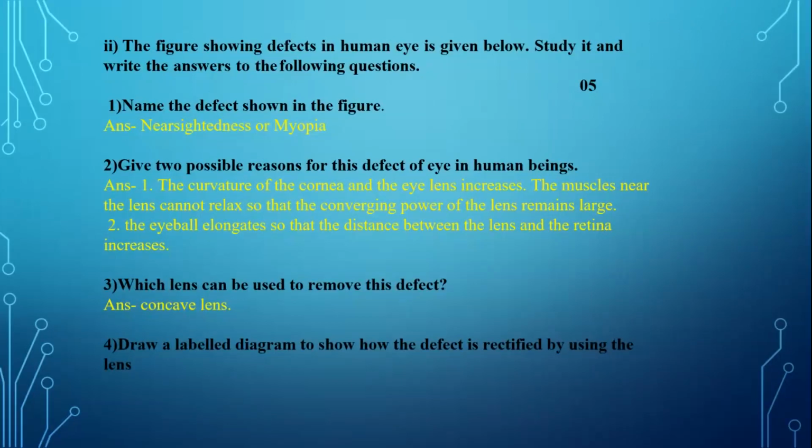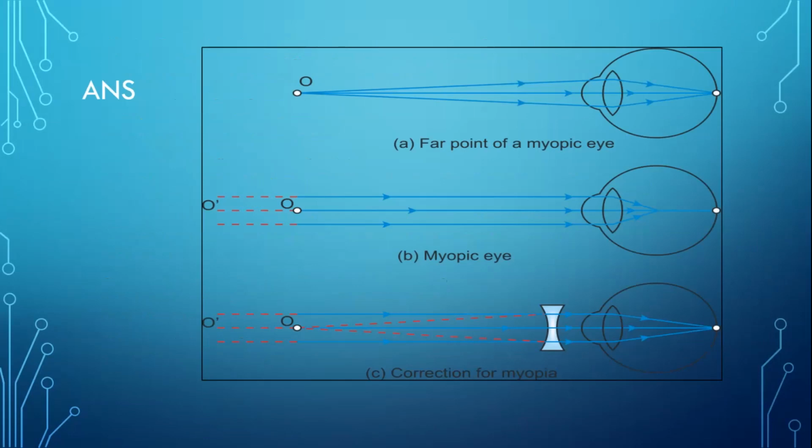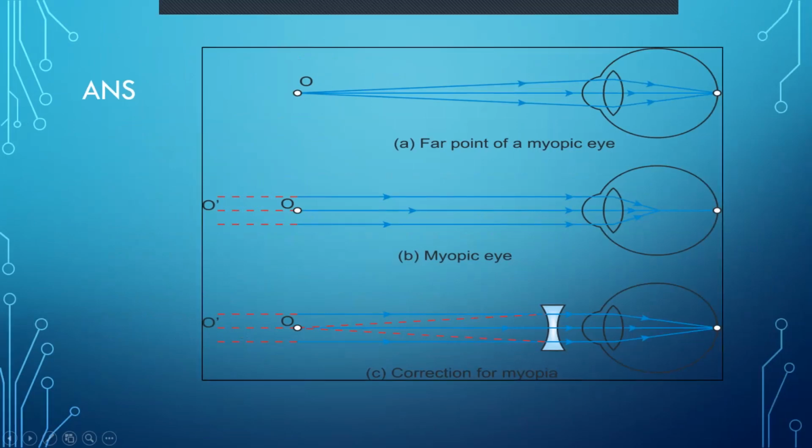See, in the question, students, only the above two diagrams were shown, not this third one. So you will draw all three diagrams. C, far point of a myopic eye. Then second, the myopic eye, where you will see the defect, and the correction of myopia by placing a concave lens. You have to draw all three, not just the last one, then only you can get the full points.